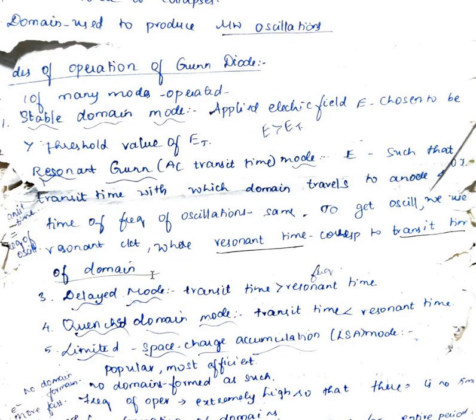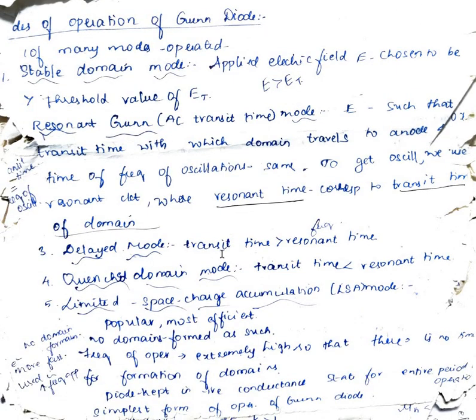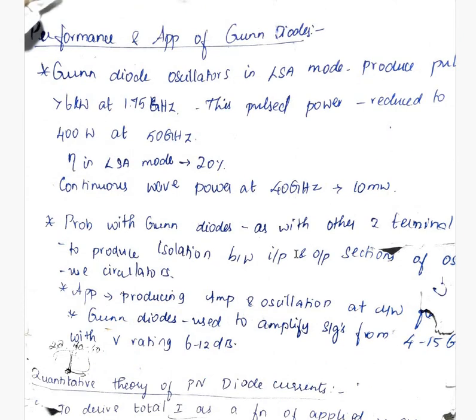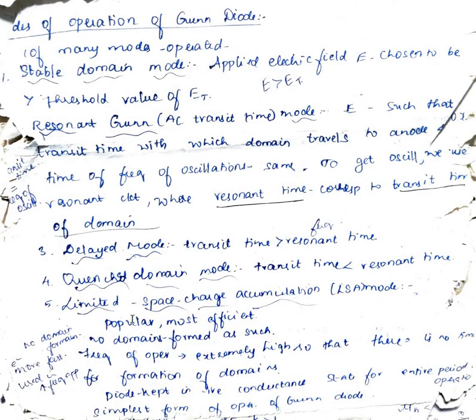To get oscillation, we use a resonant circuit. Here the resonant time corresponds to the transit time. In the delayed mode, the transit time is greater than the period of oscillation. And then the limited quench domain mode, where the transit time is less than the resonant time. Then the limited space charge accumulation, LSA mode. So it's more popular and efficient.